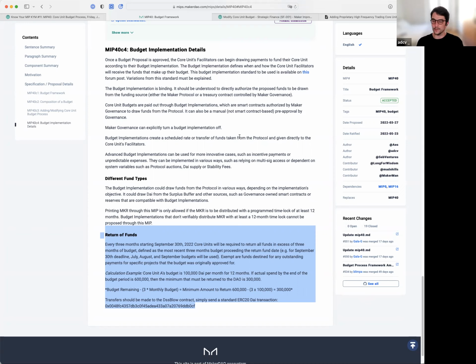I can see how it's annoying for the core unit, because you have to time your request, but you have to time your request anyway for governance, right? You have the submission windows, you have the days, the dates. So all that means is that you do it in January instead of February.